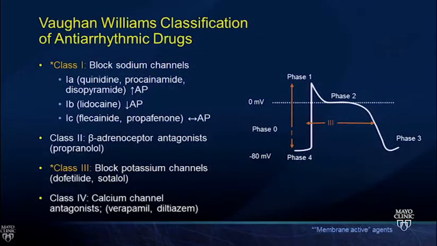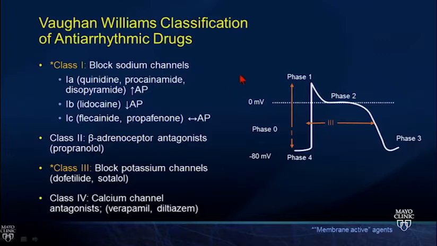A simplistic view of the classification is the Vaughan-Williams classification. Vaughan-Williams tried to classify these drugs based on the particular channel or current that they block. Class 2 and class 4 are beta blockers and calcium channel blockers respectively. We don't really think of them as antiarrhythmic drugs, but they are class 2 and class 4. The class 1 drugs, which are the sodium channel blockers, and class 3 drugs, the potassium channel blockers, are called the membrane active medications.